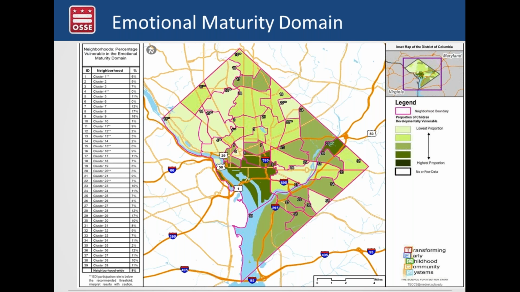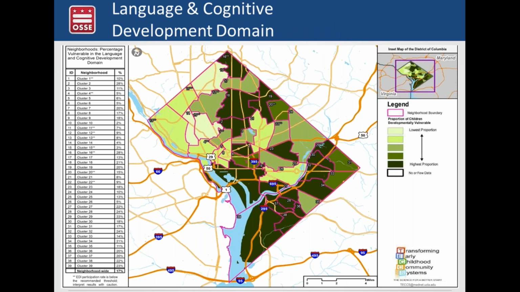And here we have emotional maturity, slightly different patterns on each map. Go ahead and go on to the next. And here's the language and cognitive development domain. Because DC's results had a higher percent of children vulnerable than the overall national average, that is why this map does have a lot darker green than the other domains.